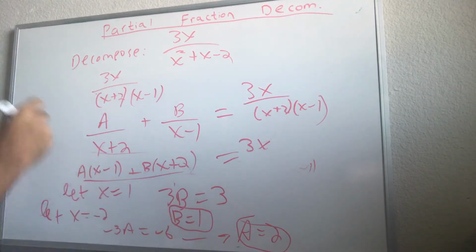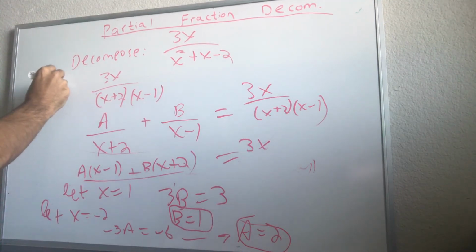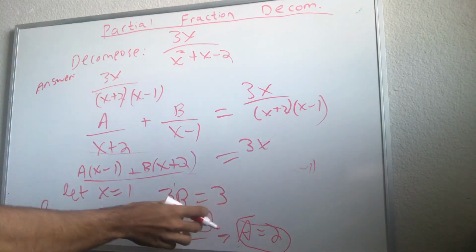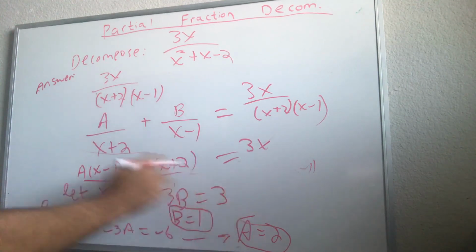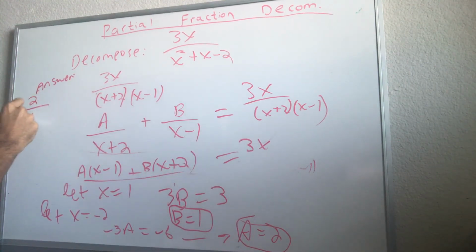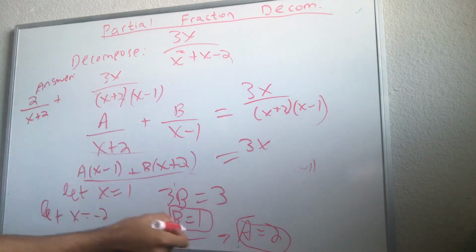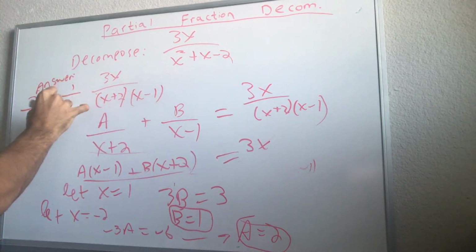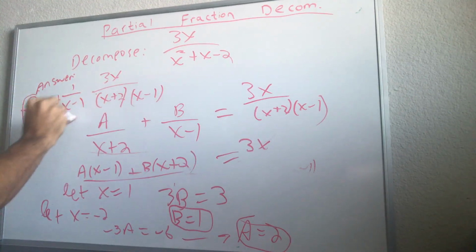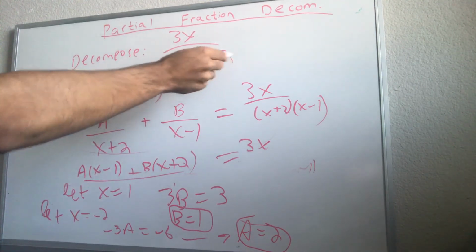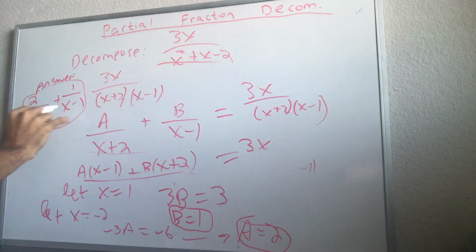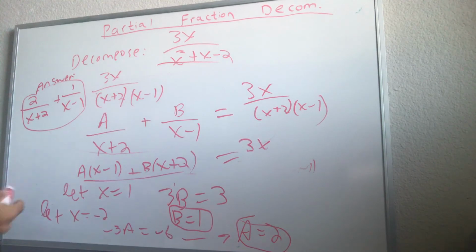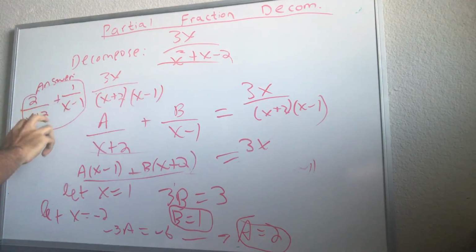And really our final answer here is just a and b, these values, and we're putting a back in. So we have 2 divided by x plus 2 plus b was 1, so 1 over x minus 1. So this question has been decomposed into these two fractions. And again, you can use the common denominator technique that I showed earlier in the first problem to verify that you do get this. So this is your final answer.